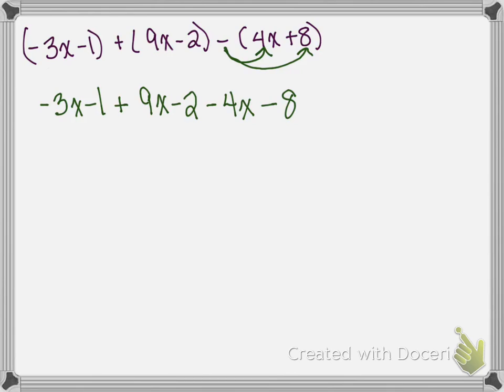Okay? Now, I combine like terms. I have negative 3x, positive 9x, negative 4x. Okay? So, negative 3 and positive 9. I have one negative and one positive. Does the negative 3 or the positive 9 have the greater absolute value? Good. So my answer is going to be positive. Okay. What's the difference between 9 and 3?